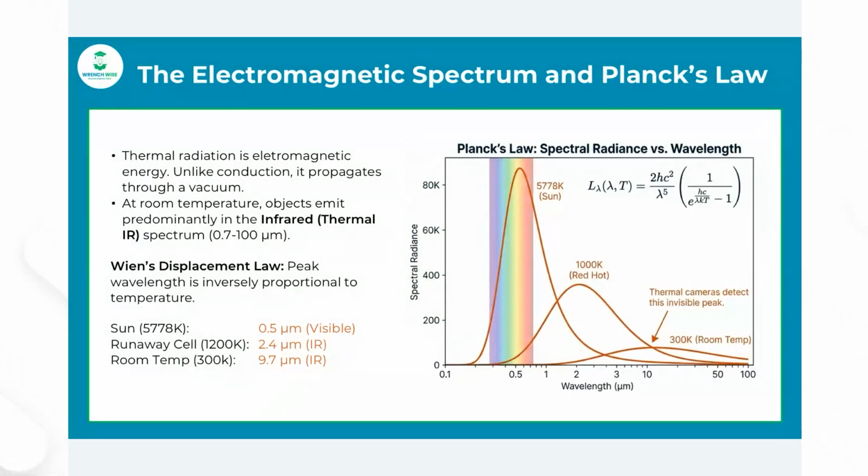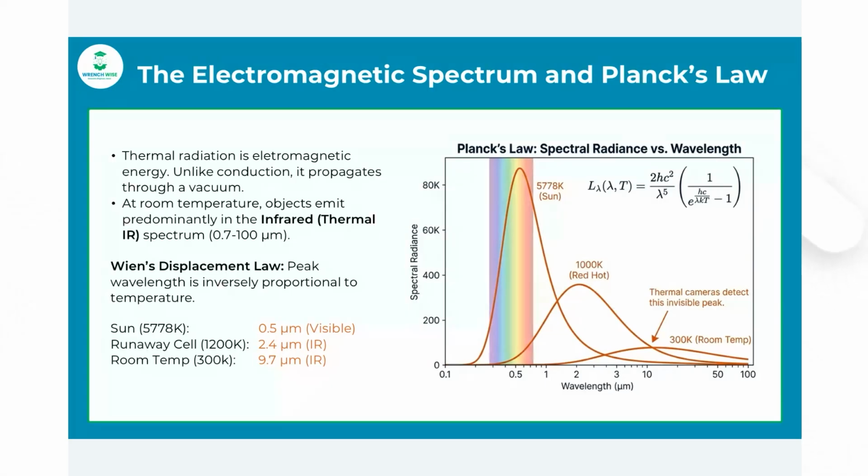Now, looking at the graph here, the tall curve on the left represents the sun at close to 5800 Kelvin, which peaks in the visible spectrum. This is the light that we see. However, almost all engineering problems, your batteries, your electronics, your engines, happen in infrared. At room temperature, objects are emitting light, but at a wavelength of roughly 9.7 microns. This is far too long for our eyes to actually detect.